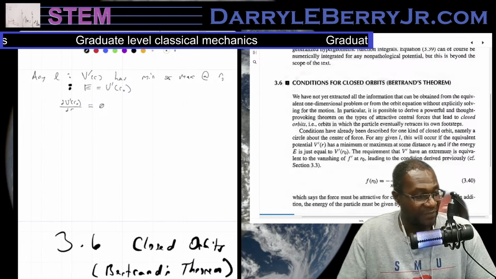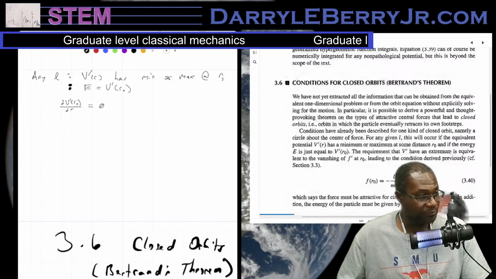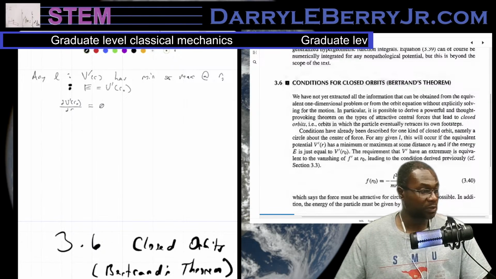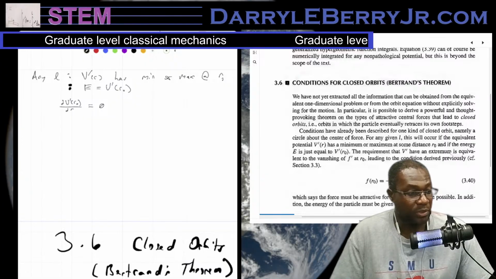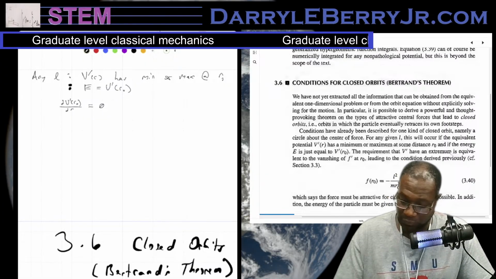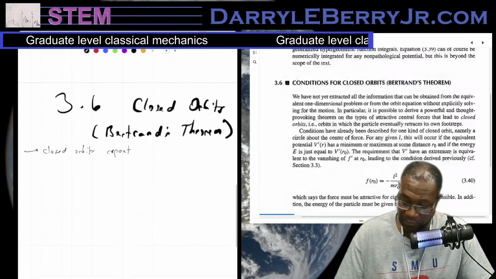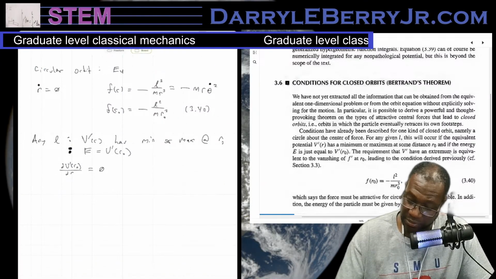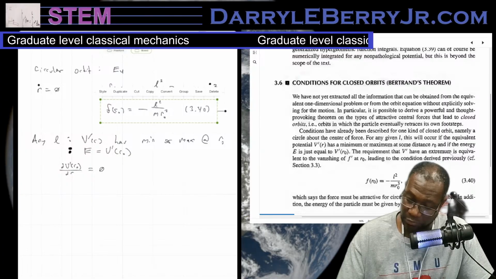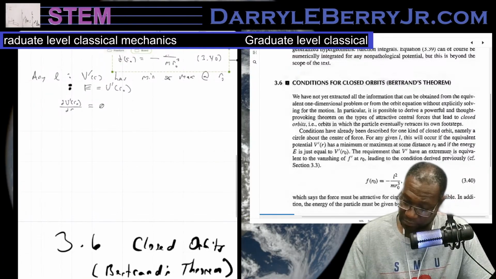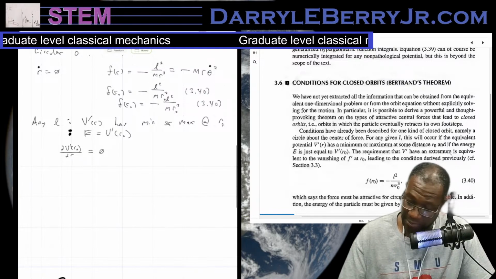The requirement that V prime have an extremum is equivalent to the vanishing of F prime at R naught. Okay? Leading to the condition derived previously, which we saw. Actually, let me move this whole thing down. Or at least copy this whole thing.